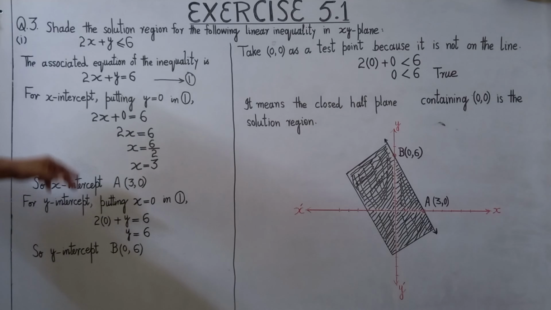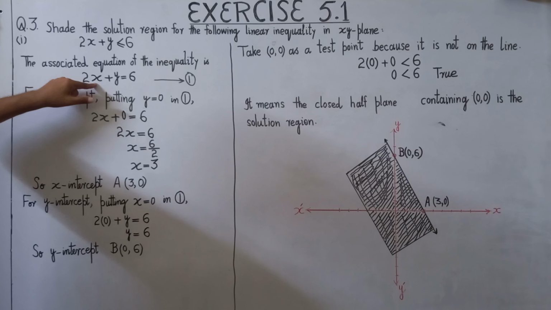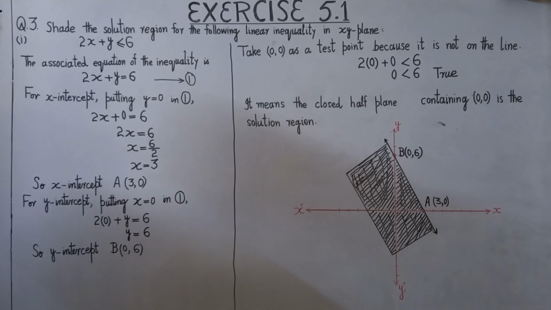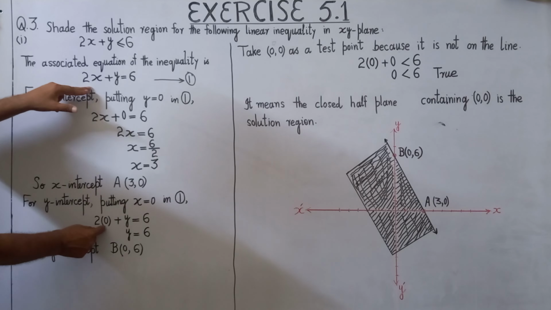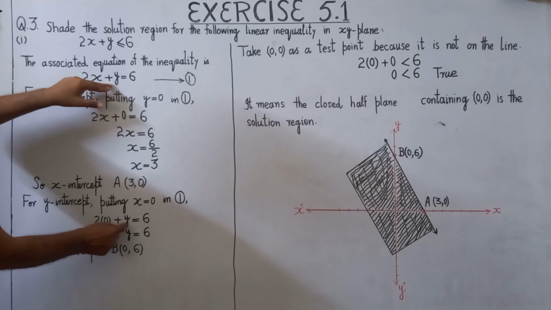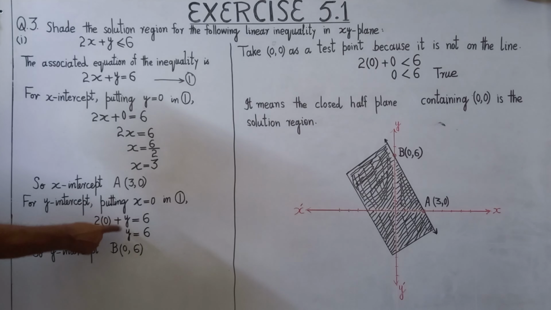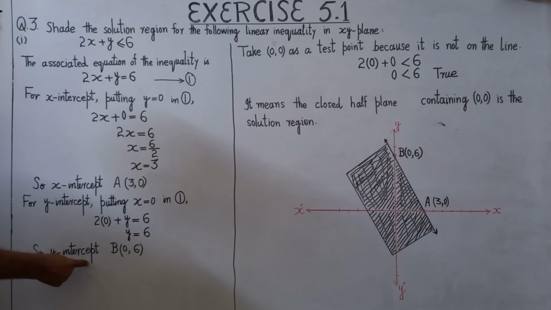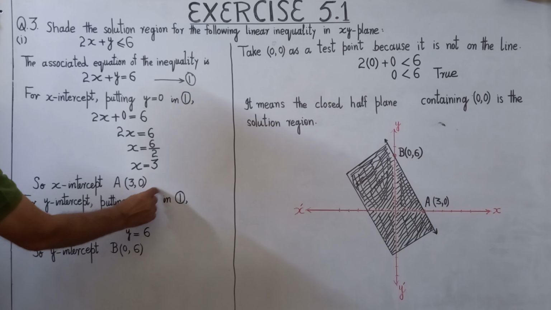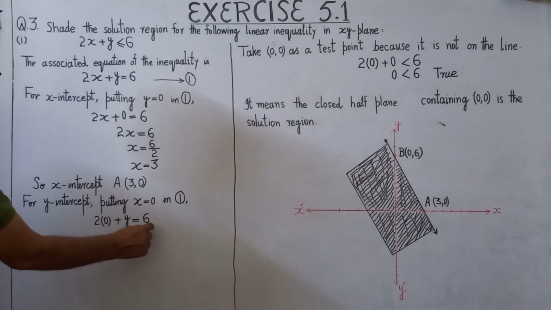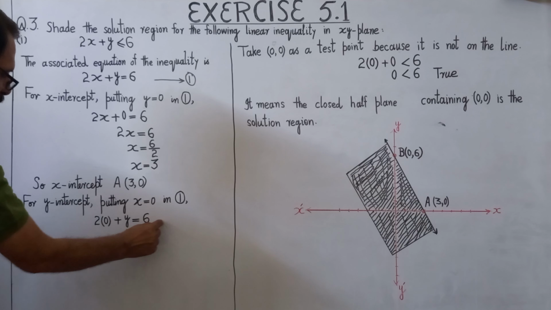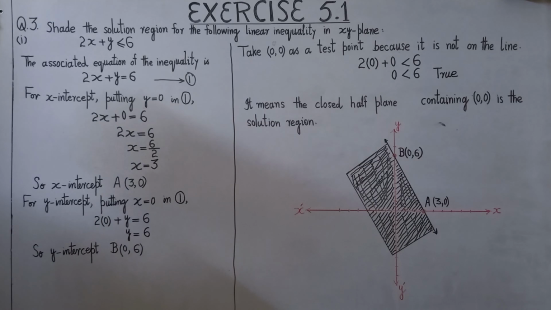For the y-intercept, putting x is equal to 0 in 1: 2 into 0 plus y equals 6. 2 zeros are 0, 0 plus y is equal to 6. So the y-intercept, which is at point B, has coordinates: first write down the x coordinate, which is 0, and at the second place the y coordinate, which is 6.